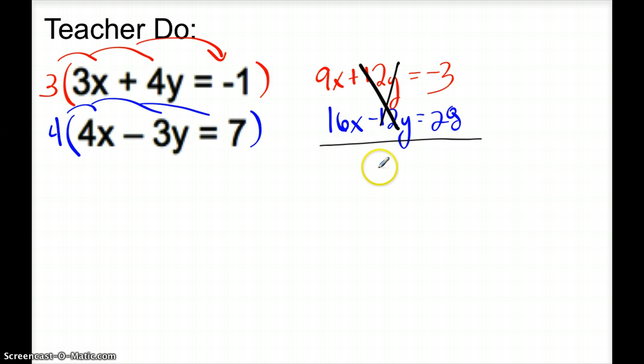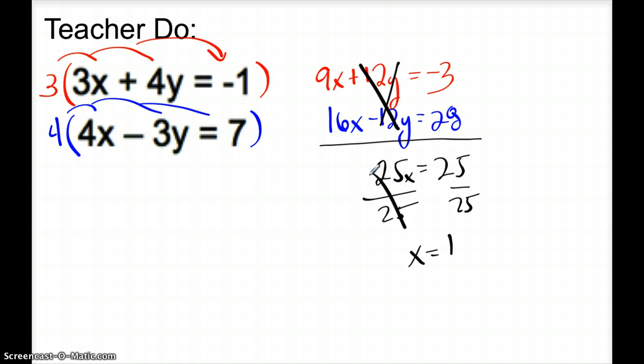16 plus 9 is 25, and 25x, sorry. And 28 minus 3 is 25. Divide by 25 on both sides. X equals 1. Again, x comma y. X is 1. Y is the one we need to find.